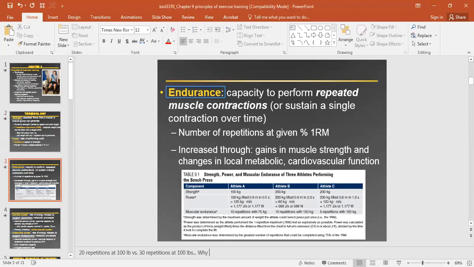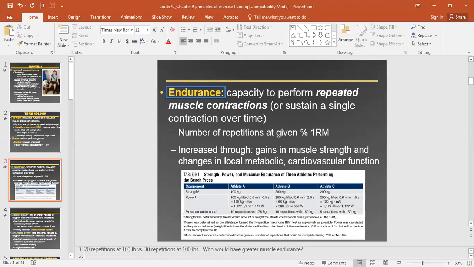Who would have greater muscle endurance? Answer that question for me. As well, or you can say, you can sustain a single contraction over time. So definition 1, answer me this question.